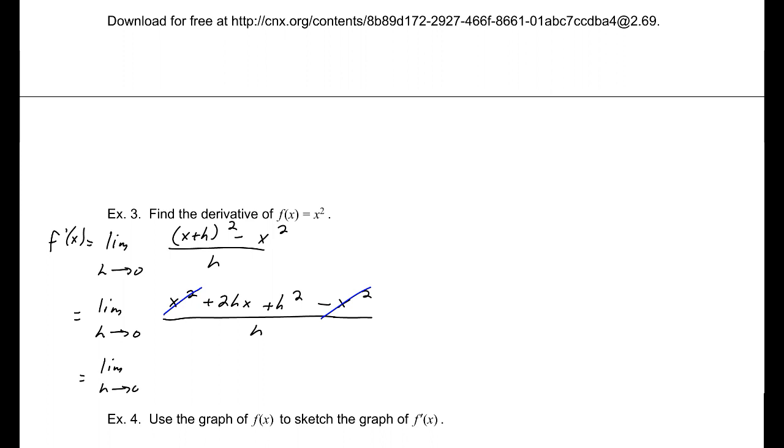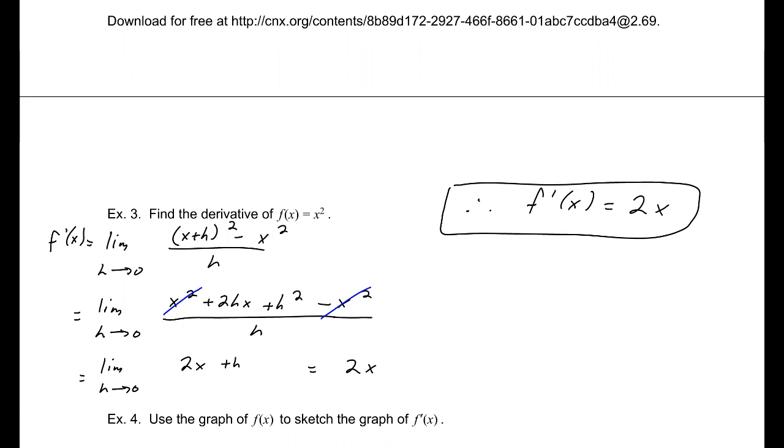the limit as h goes to 0 of 2x plus h. And that limit is 2x. Therefore, f prime of x is 2x, and we can use that to find the slope of our tangent line at any given function.